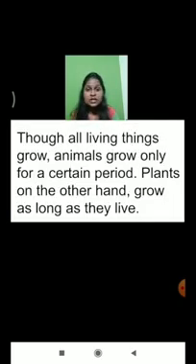Okay, so though all living things grow, animals grow only for a certain period, and on the other hand plants grow as long as they live. Have you ever observed that we human beings do not keep becoming taller and taller? That means we have a certain restriction for growth, but plants can grow as long as they live.